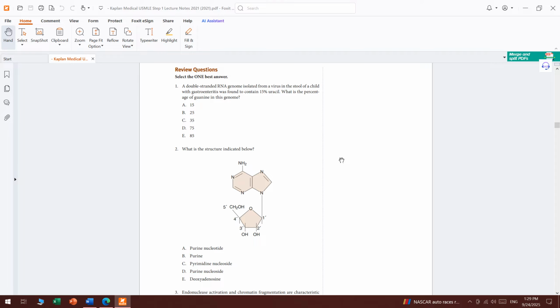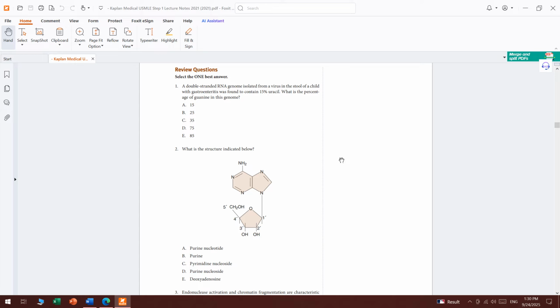2. What is the structure indicated below? Description of the structure: a molecule showing an adenine base linked to a ribose sugar, and no phosphate group attached. The carbons of the sugar are numbered 1' to 5'. A. Purine nucleotide, B. Purine, C. Pyrimidine nucleoside, D. Purine nucleoside, E. Deoxyadenosine. Answer explanation. The correct answer is D, purine nucleoside.